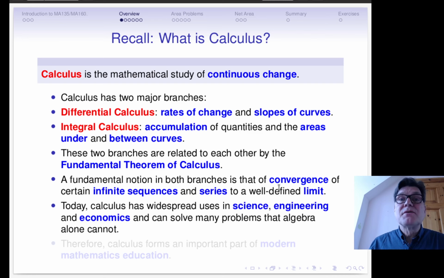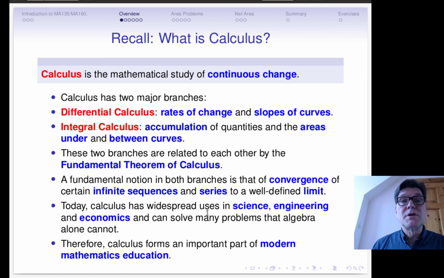Calculus has widespread applications in science, engineering, economics, social sciences even, and can solve many problems that the simple algebraic manipulation of formulas cannot solve. Therefore, calculus is an important part of the modern mathematics education. That's the reason we're here.